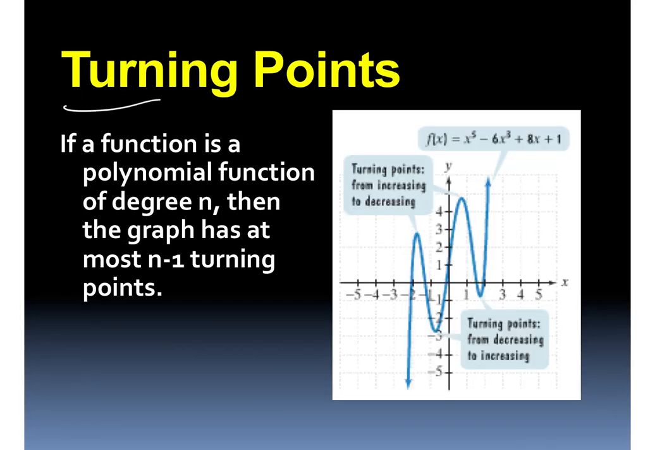Okay, max turning points is next. If a function is a polynomial function of degree n, again, n represents the highest exponent, then the graph has at most n minus 1 turning points. It says at most, because it could have less than that, but it can't have more. In the example here, it's hard to read, but that's an x to the 5th. 5 is the highest exponent, so n is 5, which means it has 5 minus 1, or 4 max turning points.